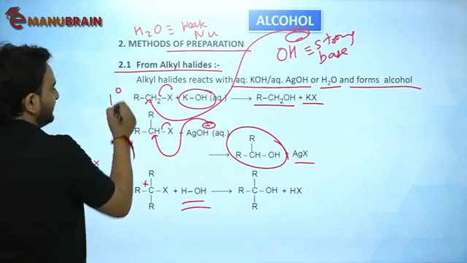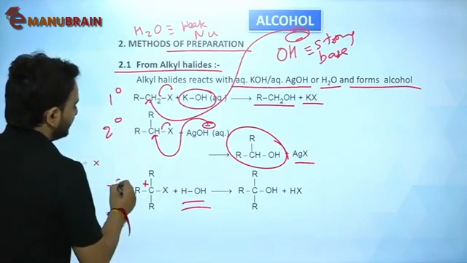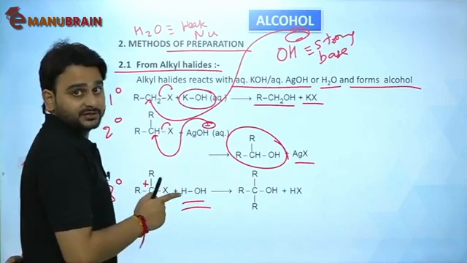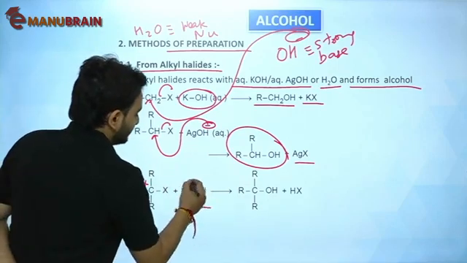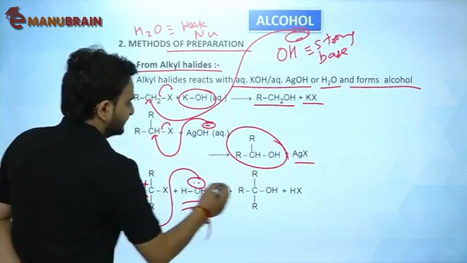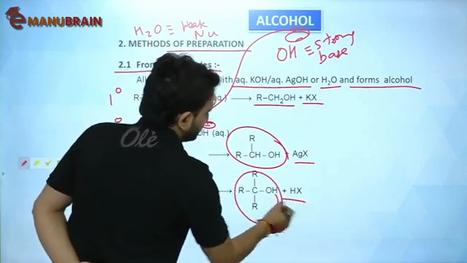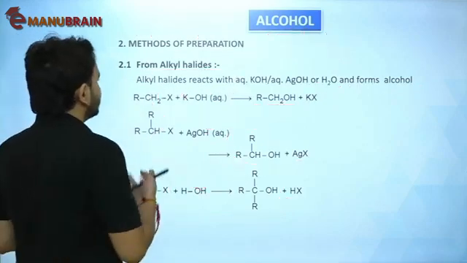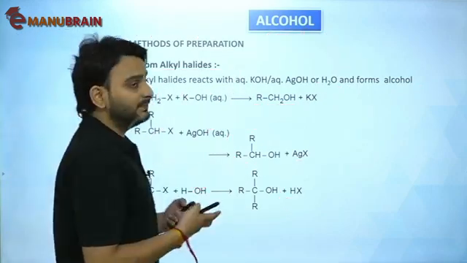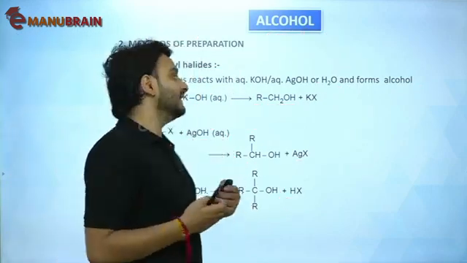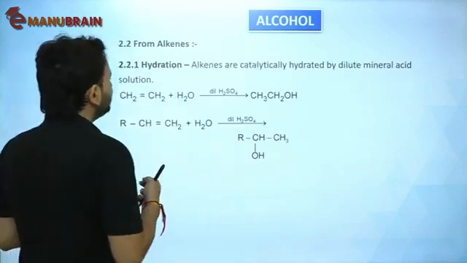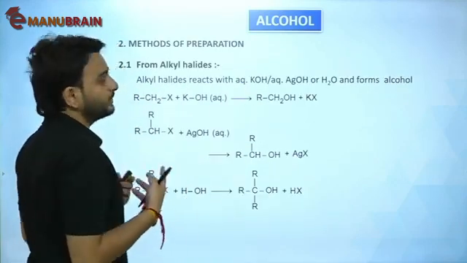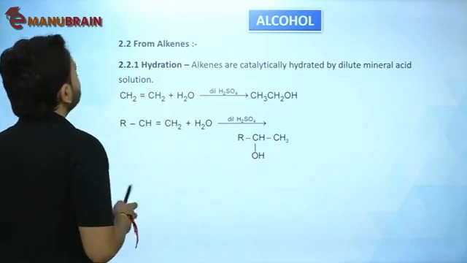So this is 1 degree, this is 2 degree, and this is 3 degree alkyl halides respectively. So over here, the carbocation, this is for certain, will form, and then this will attack over here, and this finally will be formed, and HX will be left as a byproduct, right? I hope you've understood this, guys. This is how alcohol can be prepared from alkyl halides, guys, right? I hope you've understood this, guys. Apart from aqueous KOH, we can also use aqueous NaOH, right?